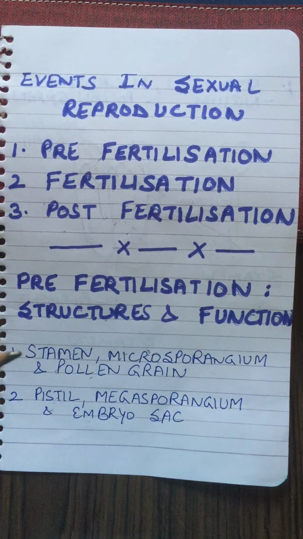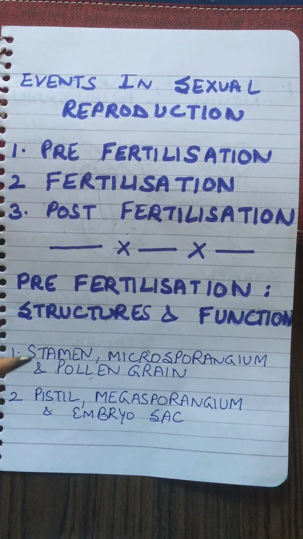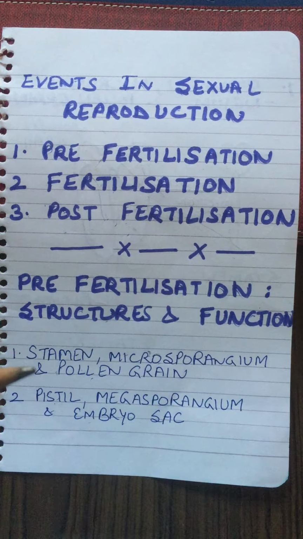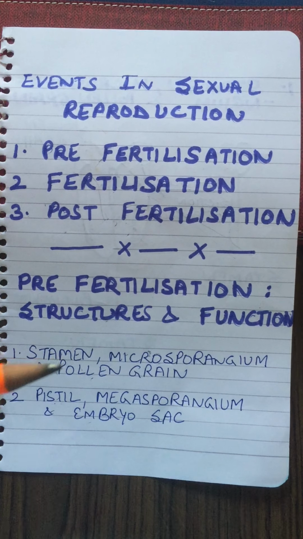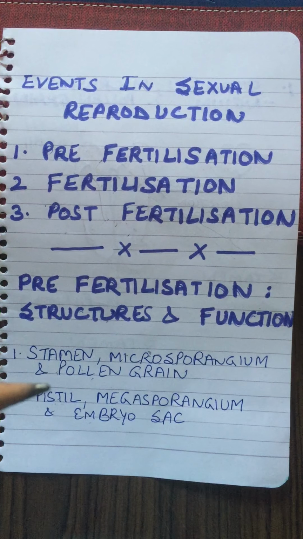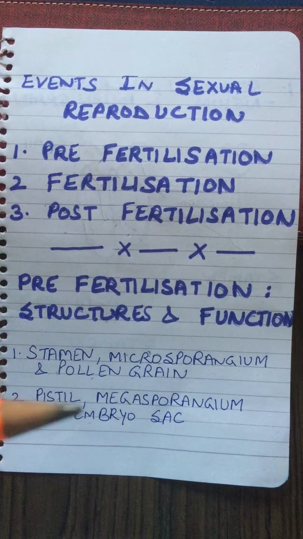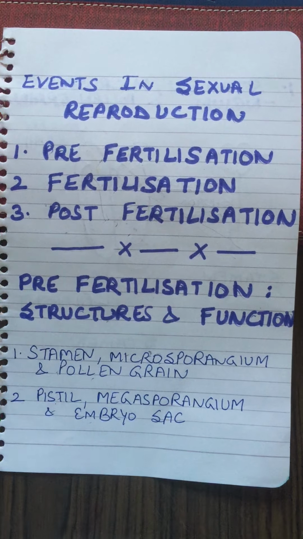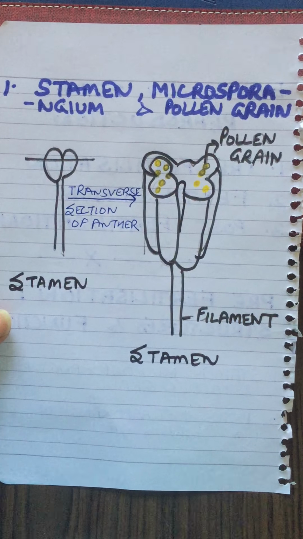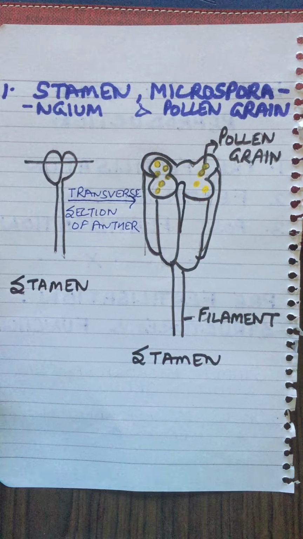In a flower, before fertilization, the male reproductive parts present are stamen, microsporangium and pollen grain. The female reproductive parts before fertilization are pistil, megasporangium and embryo sac. Now first of all, stamen, microsporangium and pollen grain in detail.